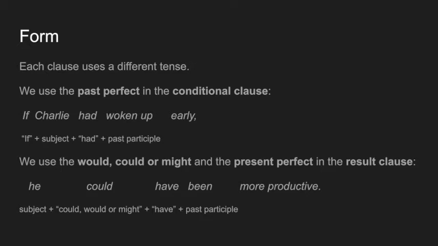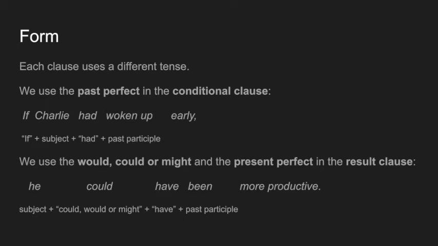We start the sentence with if because it's the conditional clause. We have the subject, Charlie. We have literally the word had because this is the past perfect tense. We use had with the past perfect tense. And we also have the past participle. Remember that? We use the had and the past participle when we're talking about the past perfect.